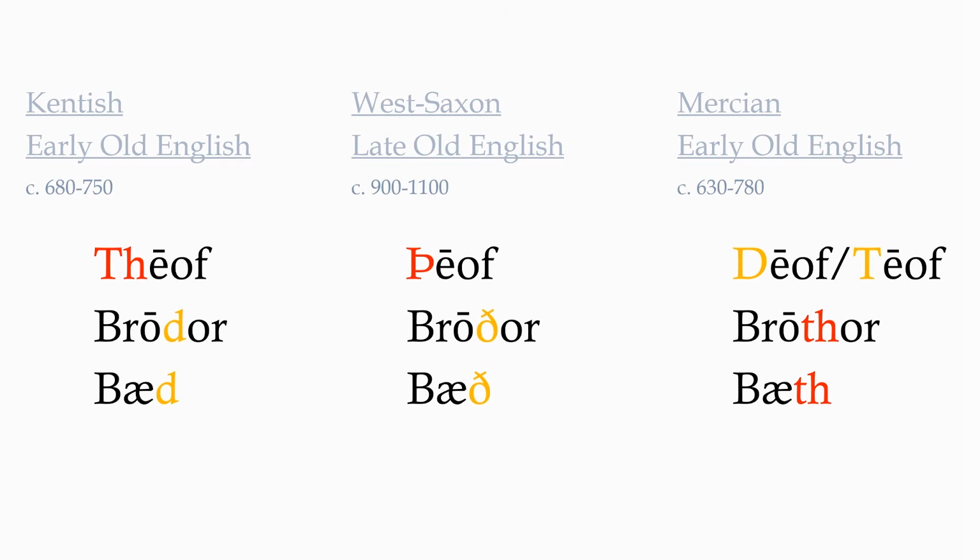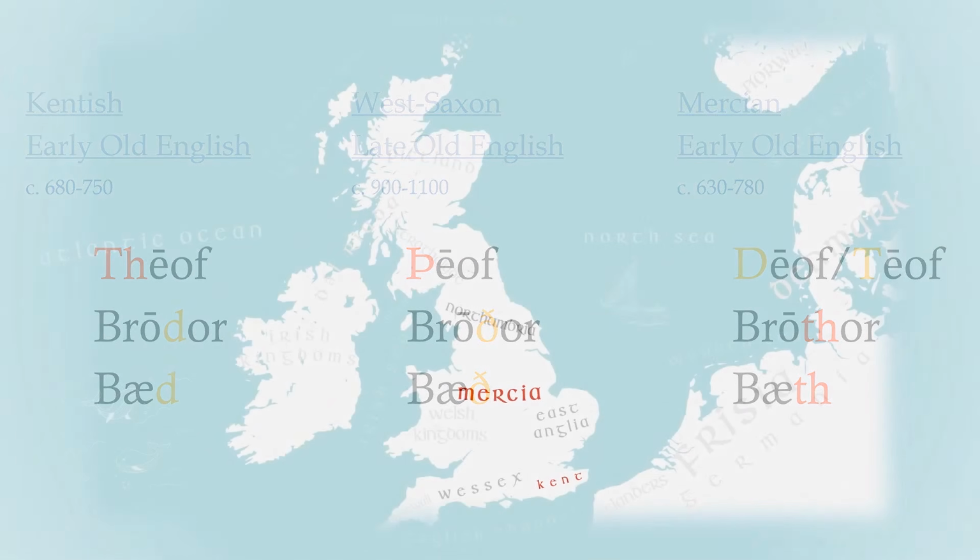But then it gets even more confusing, because while that system is using the digraph of th to represent the thorn, they are in the same place. So at the start of words they're using th, and in the middle of words or at the end of words they're using a d, whereas later that would be an eth. However, if we look at Mercian Old English charters from a similar period in time, they actually flip this completely on its head, and they use d or t at the start, and they use just the th in the middle of words and at the end of words. So it's a whole mixed bag.